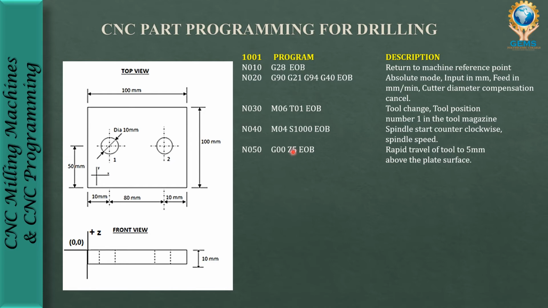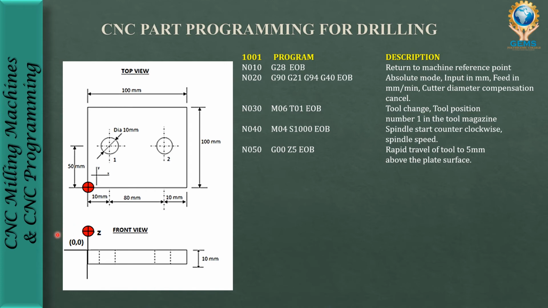Which position? Z5. It means the tool will move 5 mm above the Z position, because the thickness is 10 mm. Okay, and 5 mm above means this is taken as a reference point. G00 is this is taken as a reference point. This above 10 mm is only taken as a reference point, meaning this is the 0 position, and 5 mm means this is the position. It will take 5 mm above the Z level.